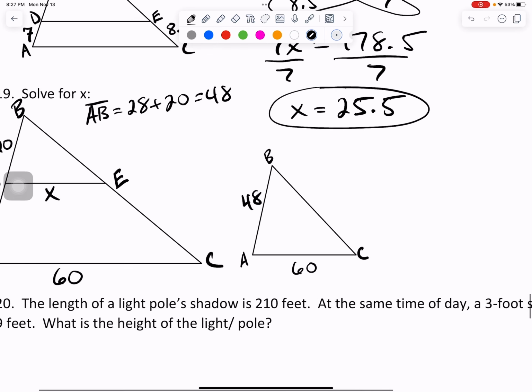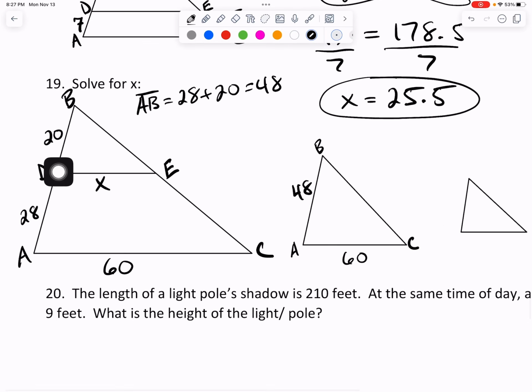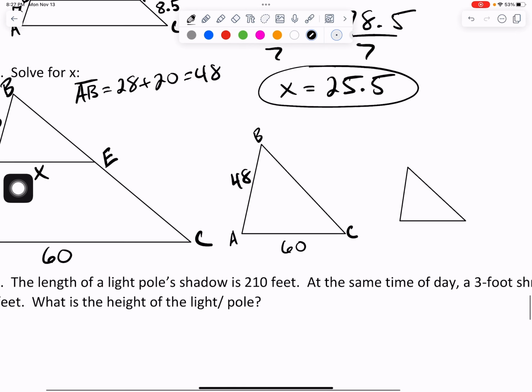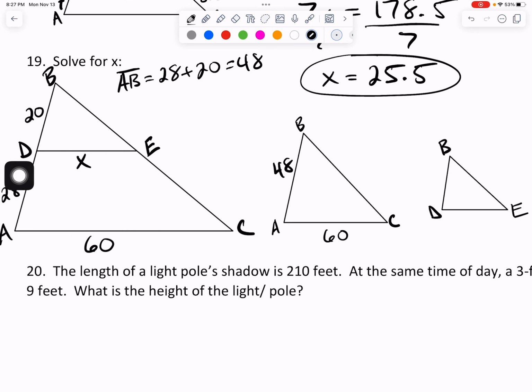Then let's draw our smaller triangle. Good news is Notability can just make straight lines for you. And our smaller triangle within is DBE. All right, and D to B is 20, and D to E is x.